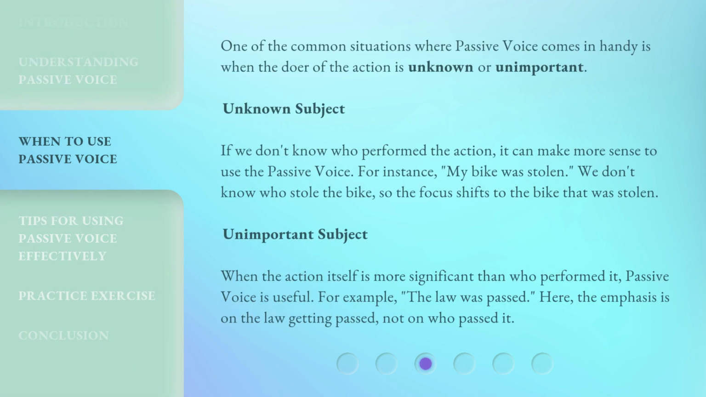One of the common situations where passive voice comes in handy is when the doer of the action is unknown or unimportant. Unknown subject. If we don't know who performed the action, it can make more sense to use the passive voice. For instance, my bike was stolen. We don't know who stole the bike, so the focus shifts to the bike that was stolen.